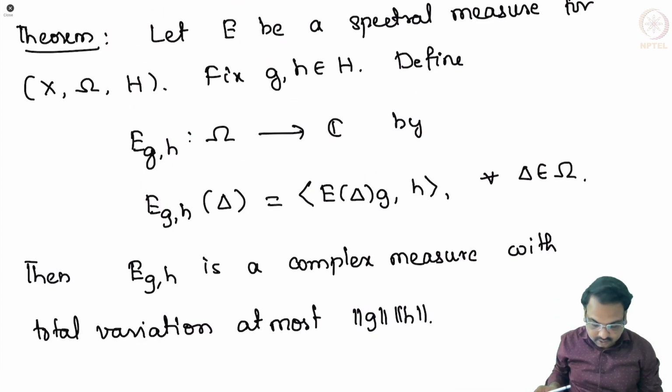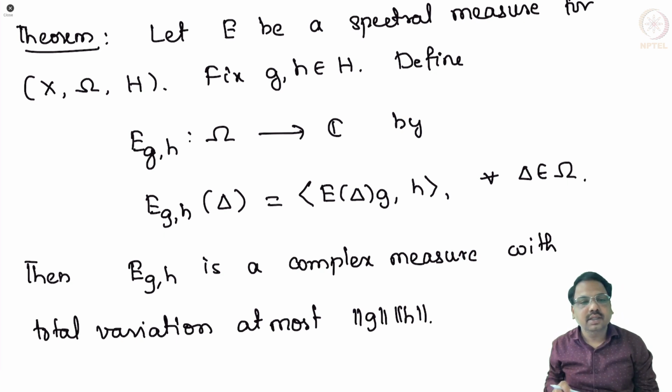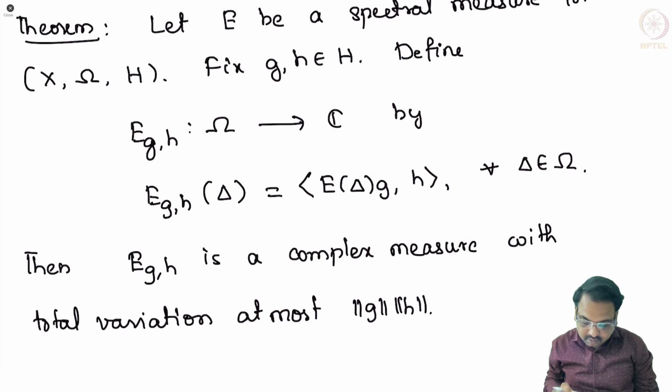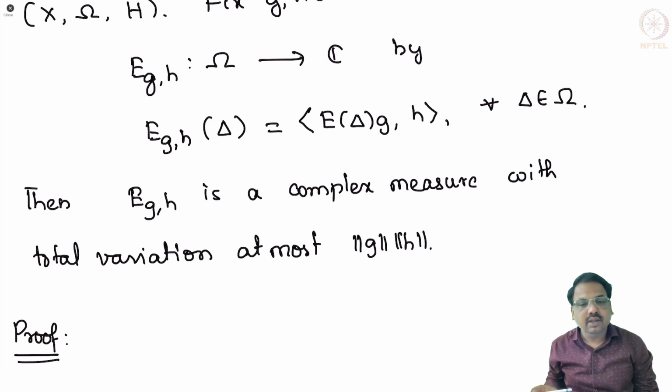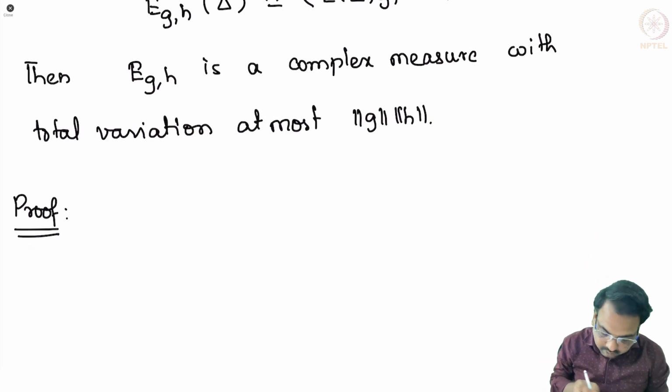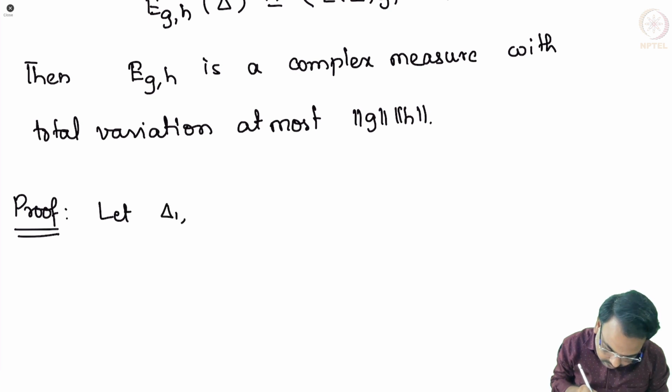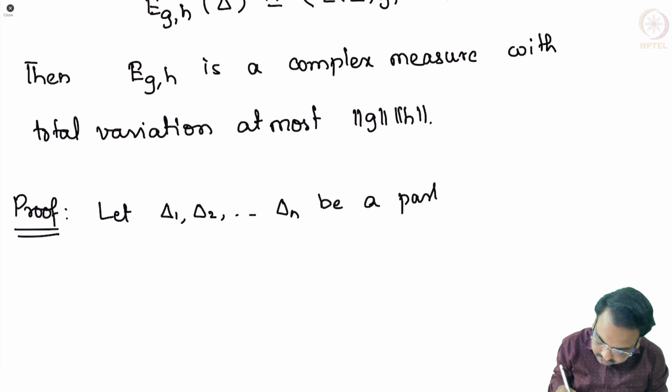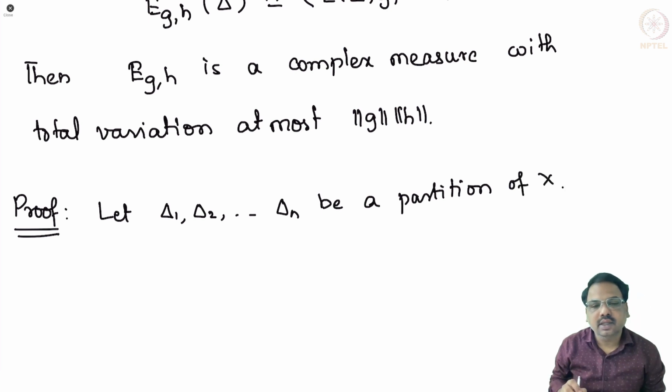So let us look at the proof of this result. Now when we fix G and H in the Hilbert space H, inner product E delta at G with H is a complex number. Now using the fact that E is a spectral measure, we can show that E suffix GH is a complex measure. Now the only thing we want to show is that its total variation is at most norm G into norm H. So let us look at a partition. Let delta 1, delta 2, so on, delta n be a partition of X. That means these sets are disjoint and their union is X.